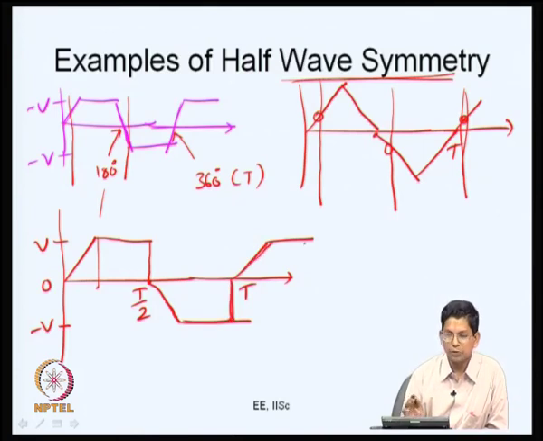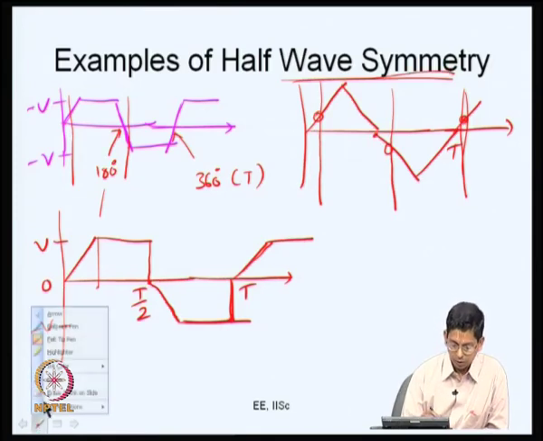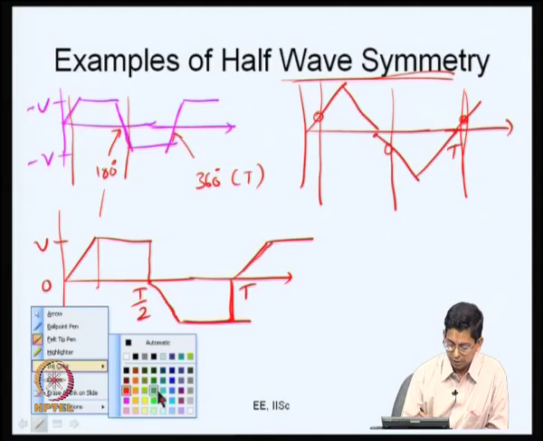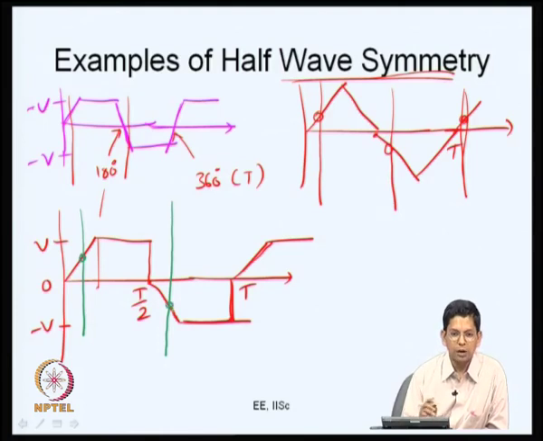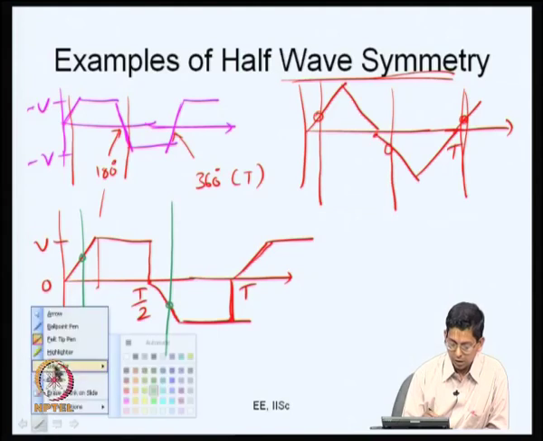Is this waveform half wave symmetric? Let us try and apply the condition now. Let me change the ink color for some clarity. Let me consider a certain angle theta, and let me consider 180 plus theta. Whatever is the value here, it is the same here, but with the opposite sign. Let me consider certain other instants.